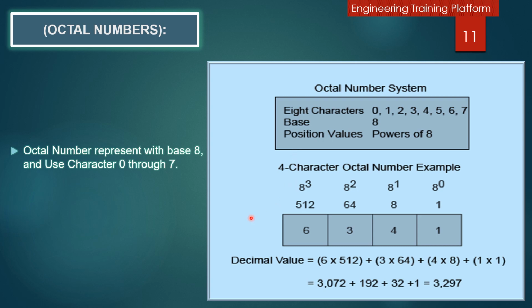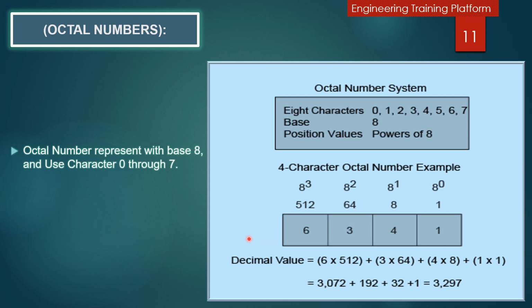I will give you an example for 4 characters of an octal number. The 6 is the most significant bit and 1 is the least significant bit. The octal number is 6341. Here the same, we will use the base of 8, and with the power, the least significant bit will be starting from 0, 0, 1, 2, and accordingly it will go.